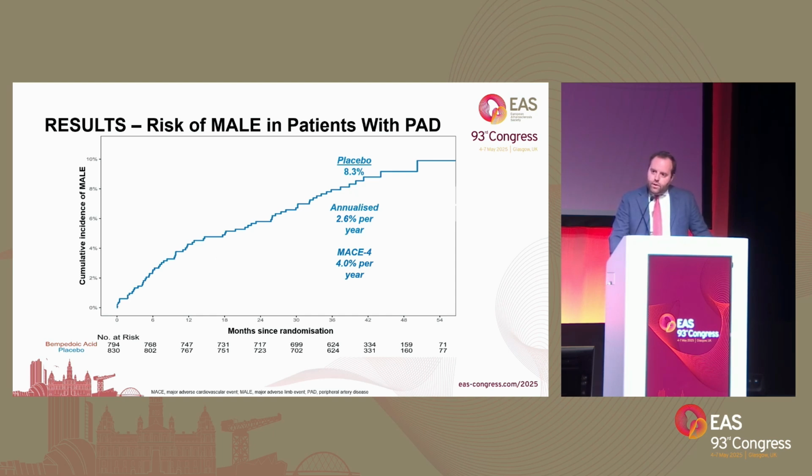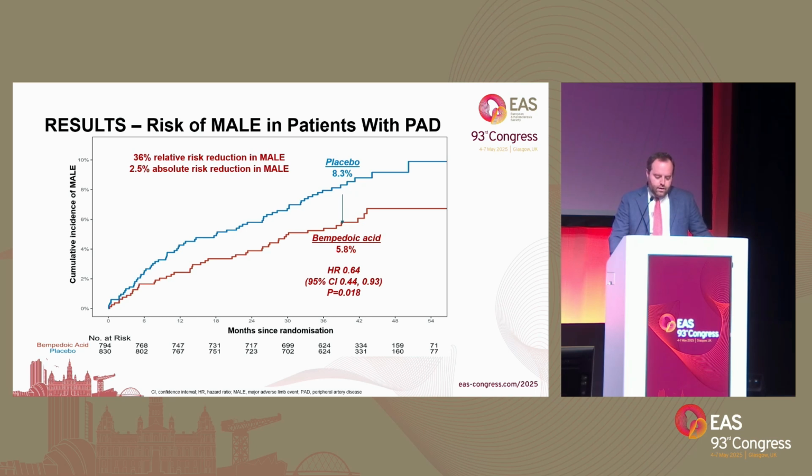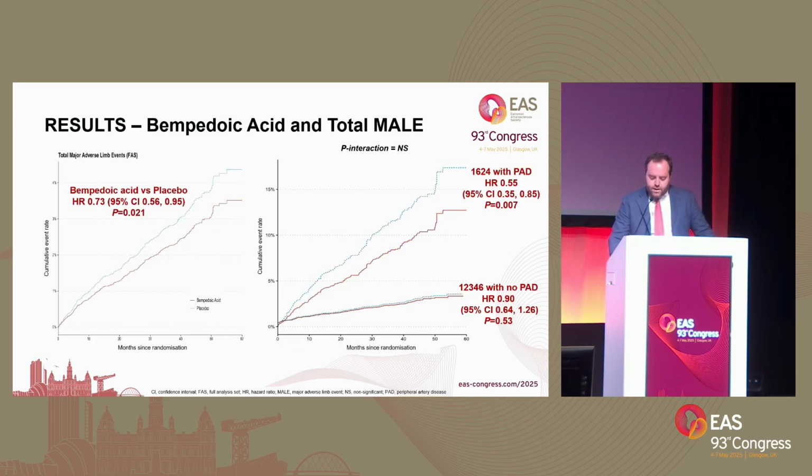When we compare with bempedoic acid, we saw a relative risk reduction of 36% of MALE in patients with PAD. This is for the first MALE, comparing bempedoic acid versus placebo, with 2.5% of absolute risk reduction. If you want to see total MALE, we see on the left side the whole cohort, and it was able to decrease by 27% the occurrence of total MALE in the whole cohort of patients.